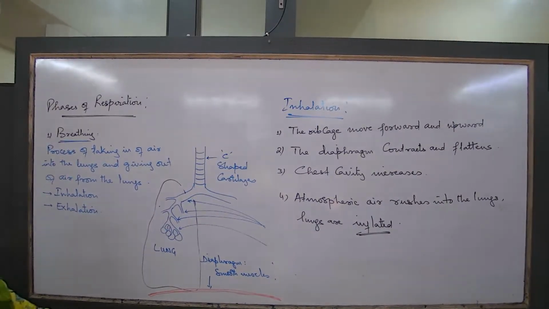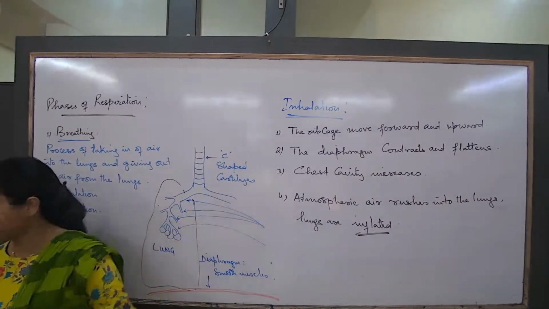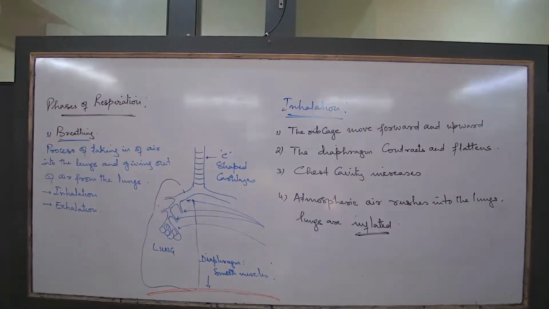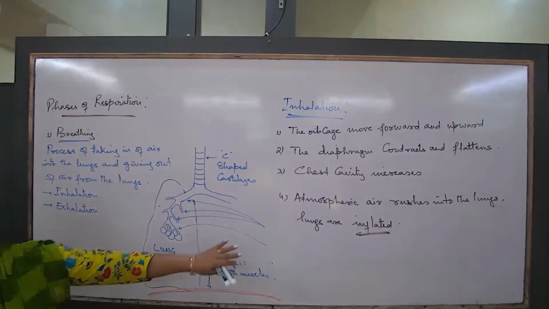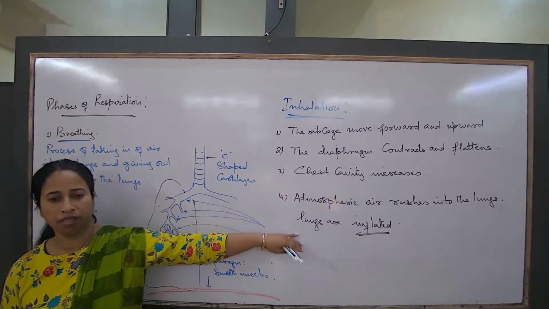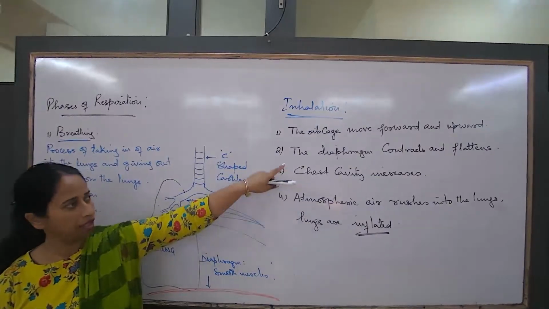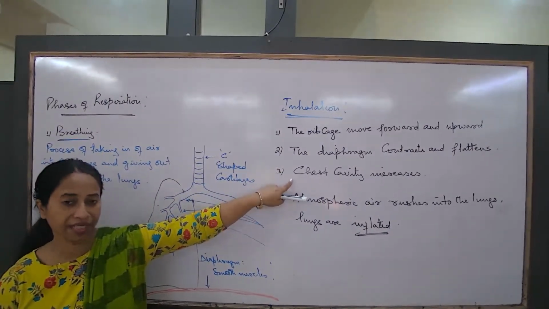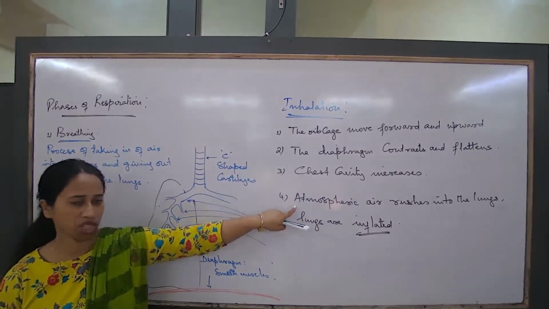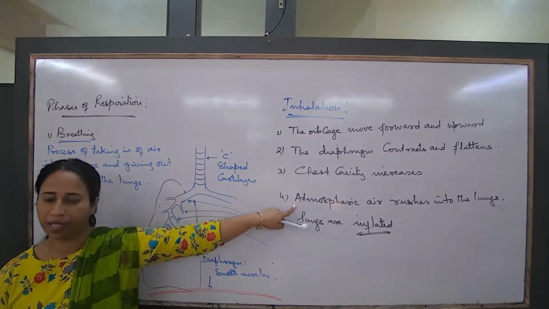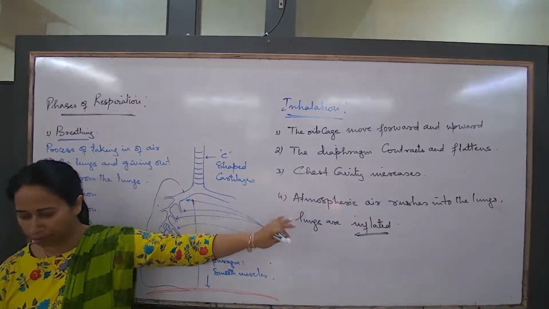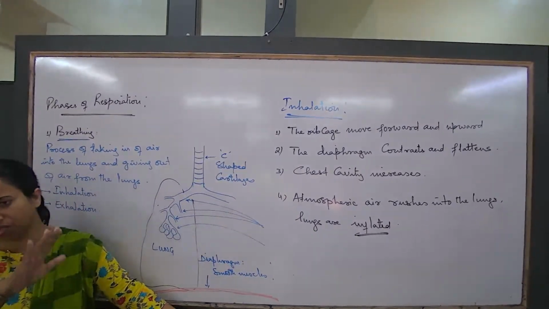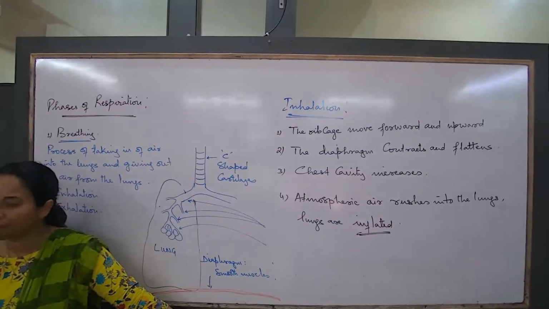So now these are the 4 steps that we are talking about. The ribs are forward and upward. The diaphragm contracts and flattens. The chest cavity is increasing. That is the reason the atmospheric air would rush in, and if that is happening, the lungs are filled with air. Lungs are inflated. So these are the 4 events that happen during inhalation.